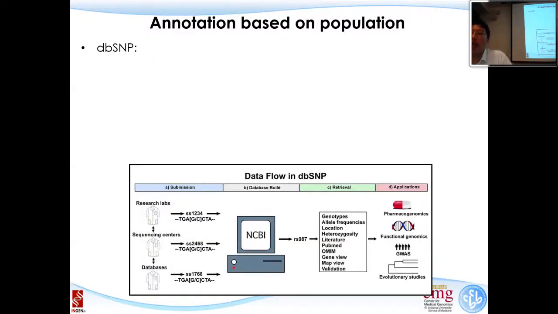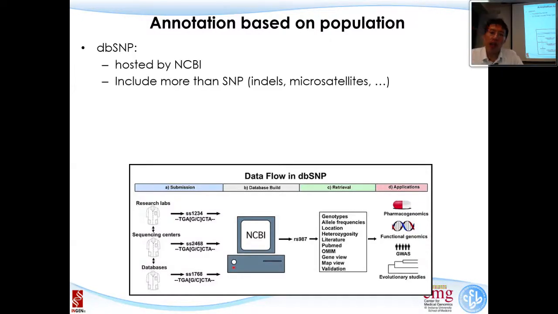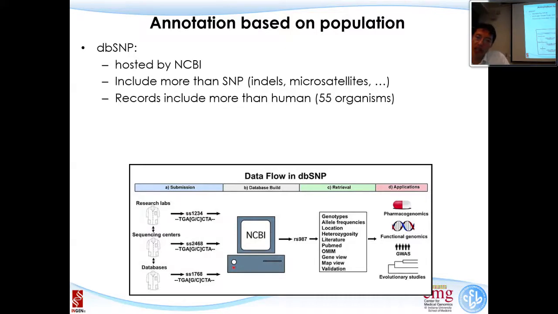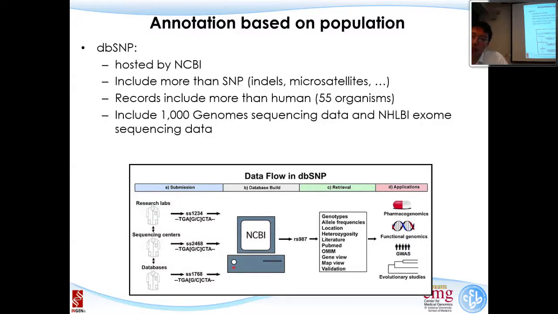Okay, so the annotation based on the population, I mentioned earlier that dbSNP will be a very important source. So I will just briefly talk a few words about dbSNP. It's hosted by NCBI. It's actually called dbSNP, but includes more than SNPs. It has indels, microsatellites, and many other types of genetic variations. And the records include more than human, actually. It has 55 different organisms.